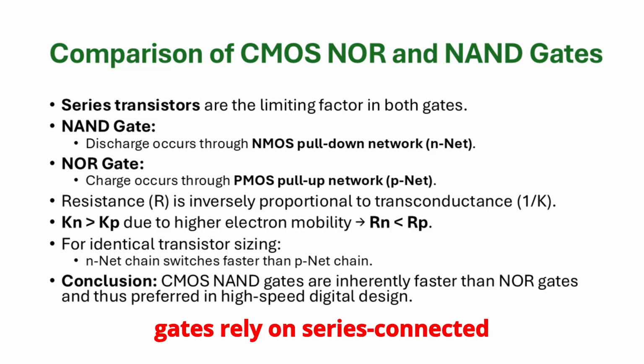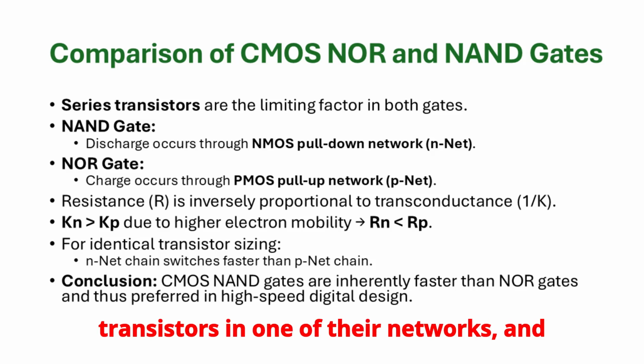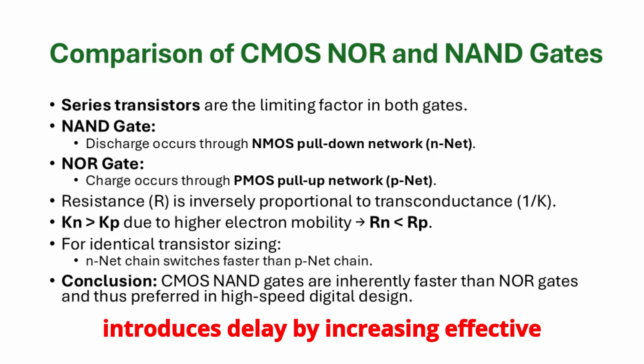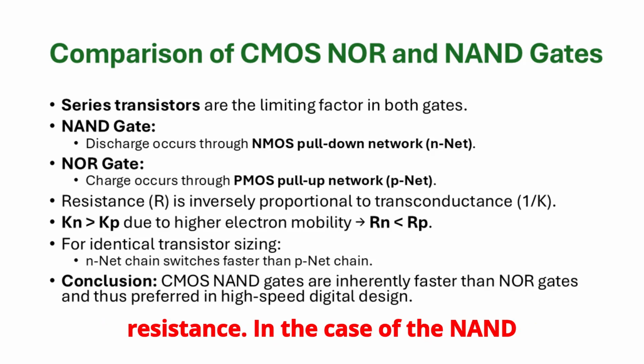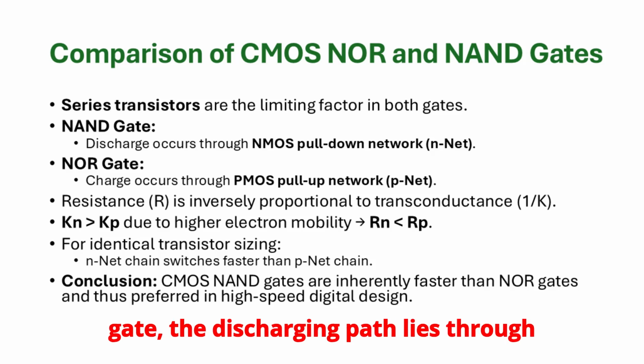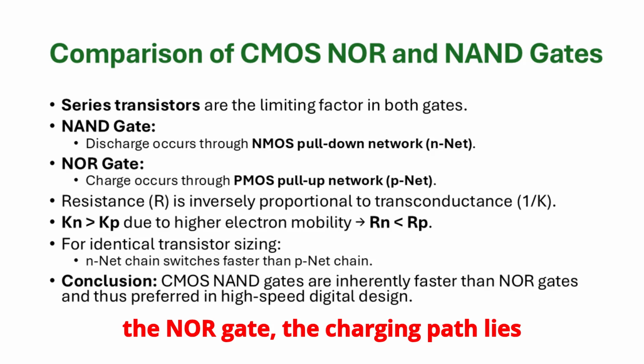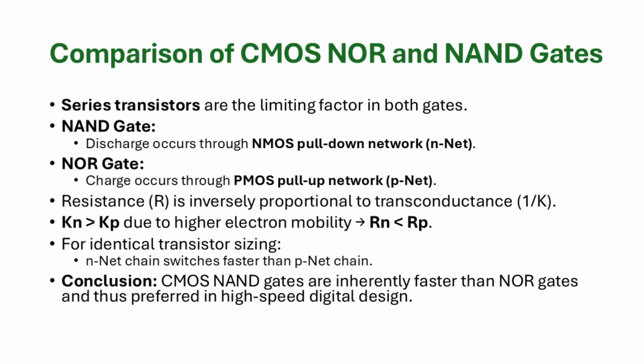Both NAND and NOR gates rely on series-connected transistors in one of their networks, and it is this series connection that introduces delay by increasing effective resistance. In the case of the NAND gate, the discharging path lies through the NMOS pull-down network, whereas in the NOR gate, the charging path lies through the PMOS pull-up network.